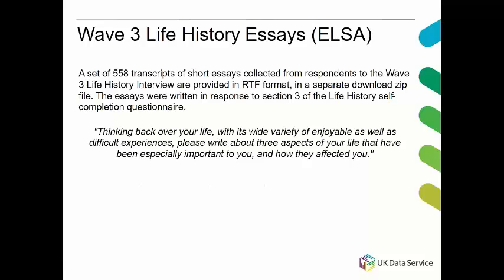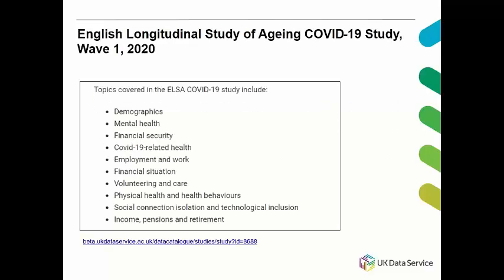Now, there's also a set of 558 transcripts of short essays collected from respondents to the Wave 3 life history interview. They're provided in RTF format, and they were written in response to section 3. So basically, the task here was: thinking back over your life with its wide variety of enjoyable as well as difficult experiences, please write about 3 aspects of your life that have been especially important to you and how they affected you. Very interesting thing.